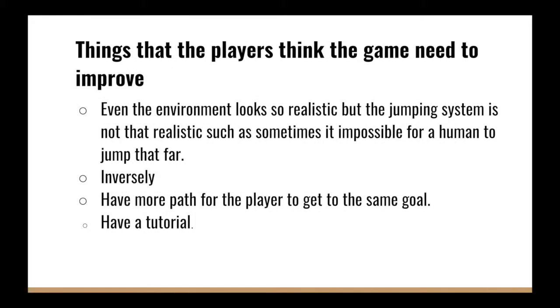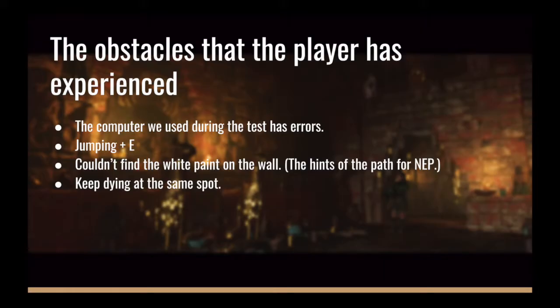The next question is about things that the players think the game needs to improve, and most of them said that even though the environment looks so realistic, the jumping system is not that realistic, such as sometimes it's impossible for a human to jump that far, and this makes them afraid to jump because they don't think they can reach the other side. They also want the game to have more paths for the player to get to the same goal and have more tutorials. Then the next question is about the obstacles that the players experienced.